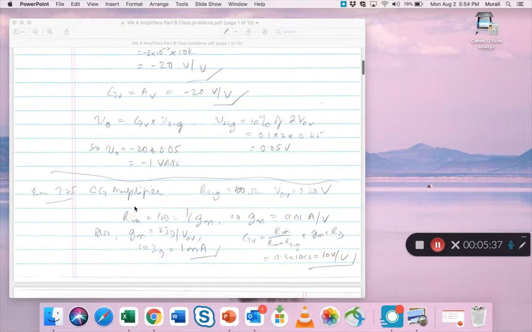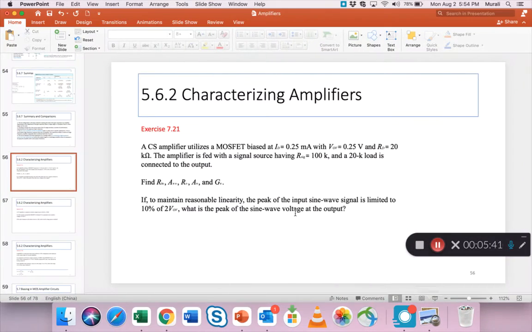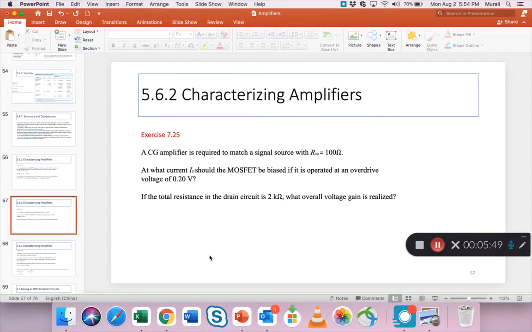Okay, pretty simple, but unless we do one or two of these problems, for the ideas and the formulas that we have studied, you don't get practice in applying them.